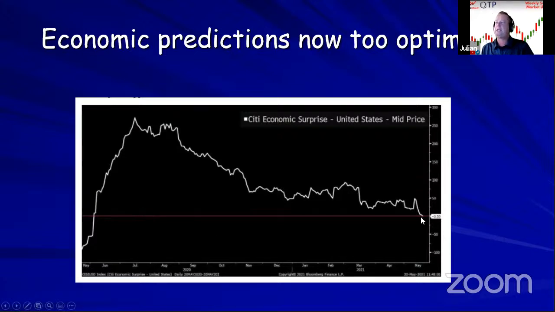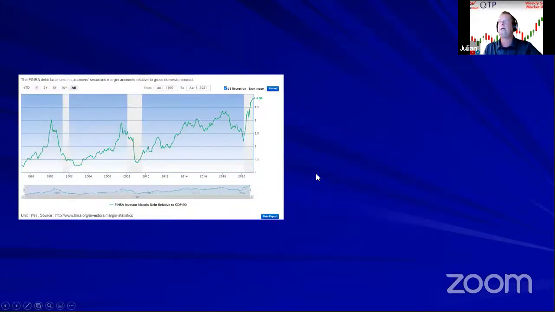So the surprises now are going in the opposite direction, and the market was expecting the economy to be recovering very quickly. It's not. Businesses aren't reporting such good news as they're expecting. So that's interesting. Are the economic predictions now too optimistic going forward? I wonder what that means.